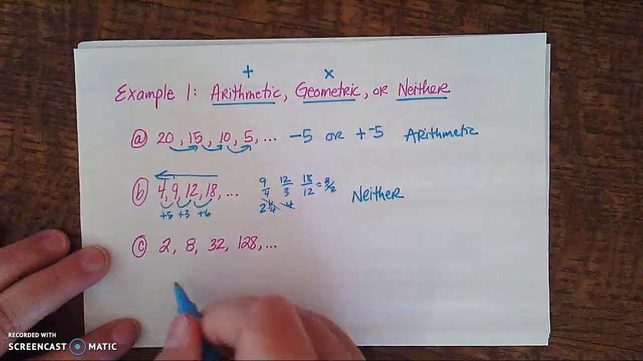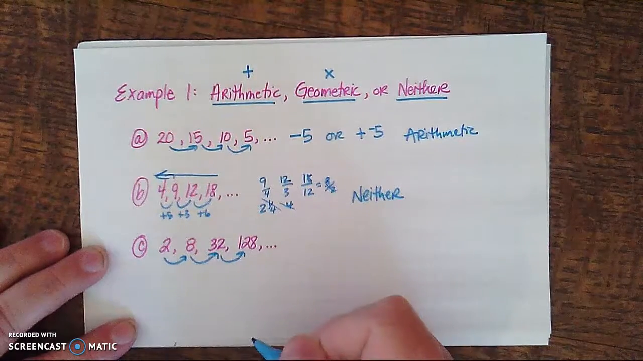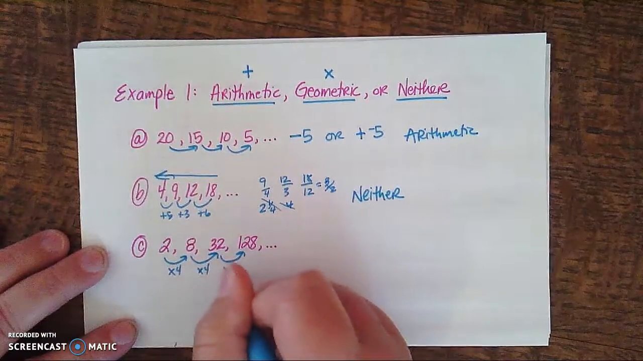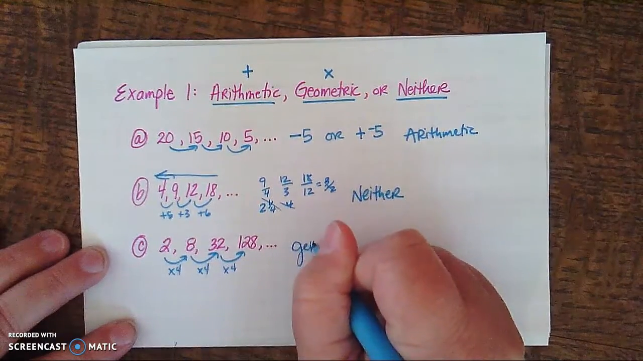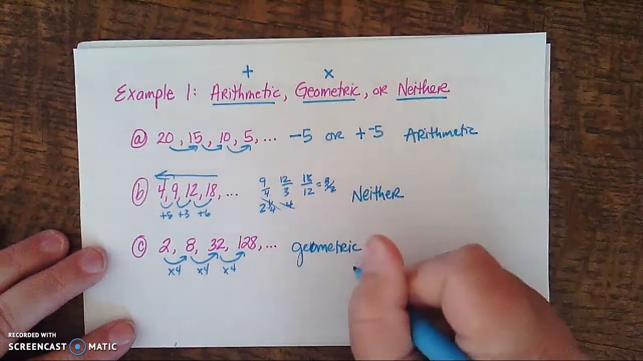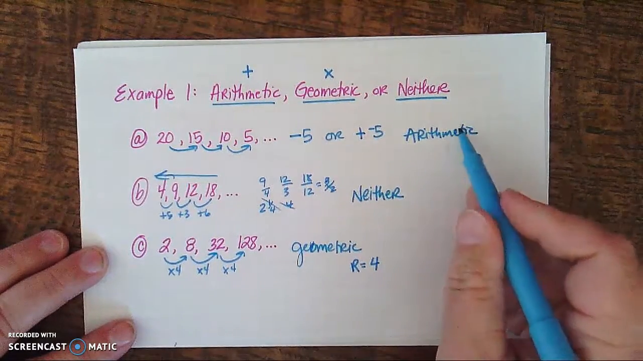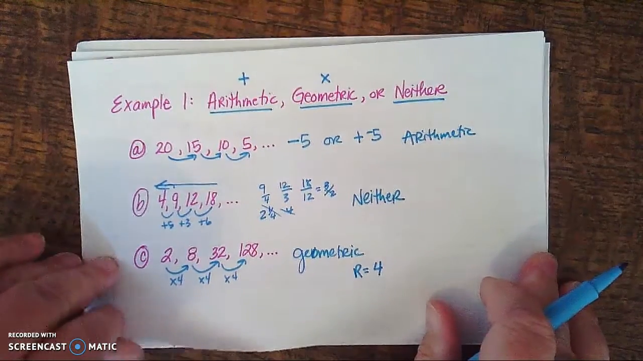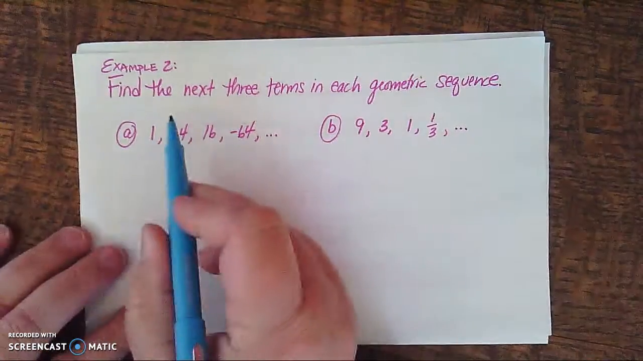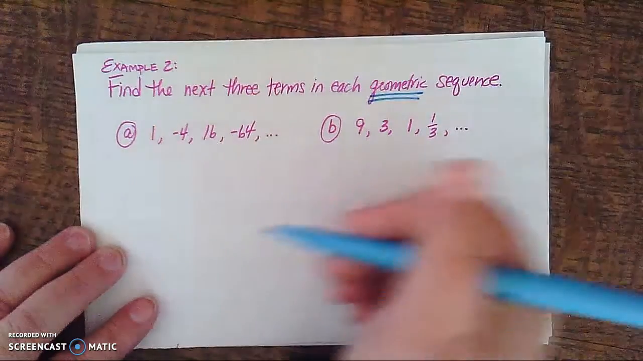How about this one? To get from 2 to 8, 32 to 128. That's right, we're multiplying by 4 every time. That means this one is a geometric sequence. And our common ratio is 4. But in your assignment, they're just going to ask you arithmetic, geometric, or neither. In the second type of example, they're telling you, yes, this is a geometric sequence. Now, tell me what the next 3 terms are.